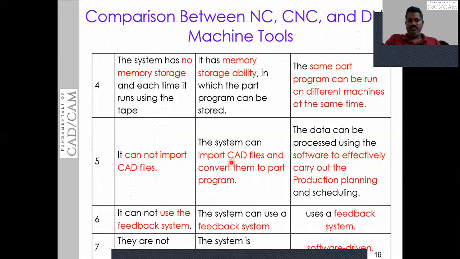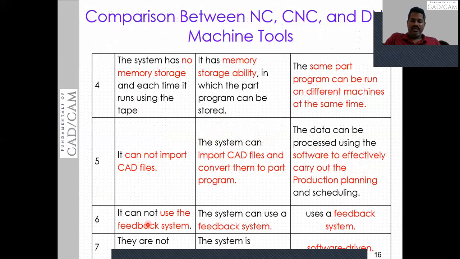Then CNC can import the CAD files and convert them into the part program. This is also one feature of the CNC. But in the case of DNC, data can be processed using the software, and it can carry out production planning and scheduling. So the reports generated by the DNC, as I said just now, can be used for downstream applications. It may be in production planning, it may be in scheduling.